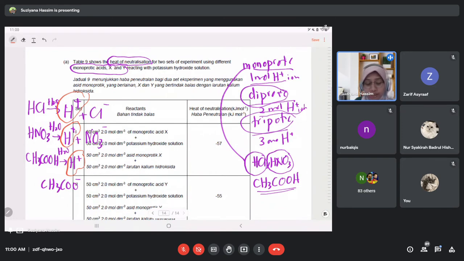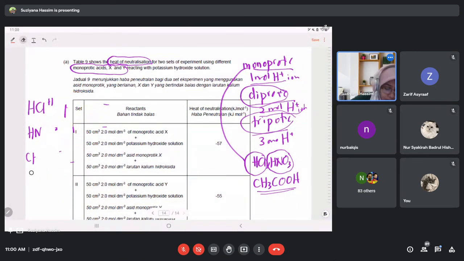Diprotic, check it out. Our target today is only monoprotic, but it's okay, we get the concept from the beginning. This is a popular exam question. It can be asked in structure questions.